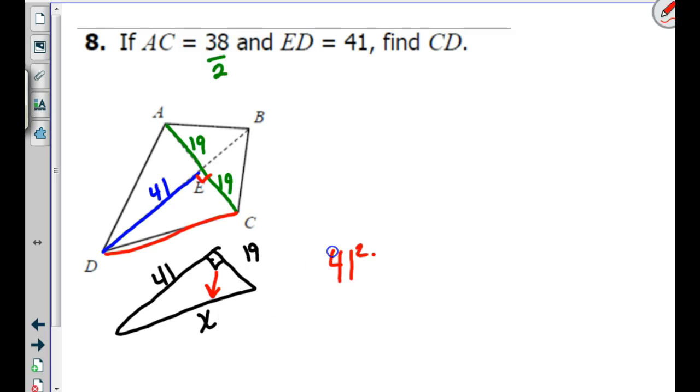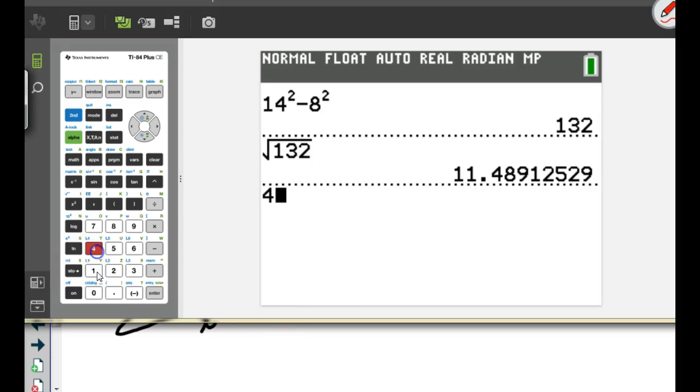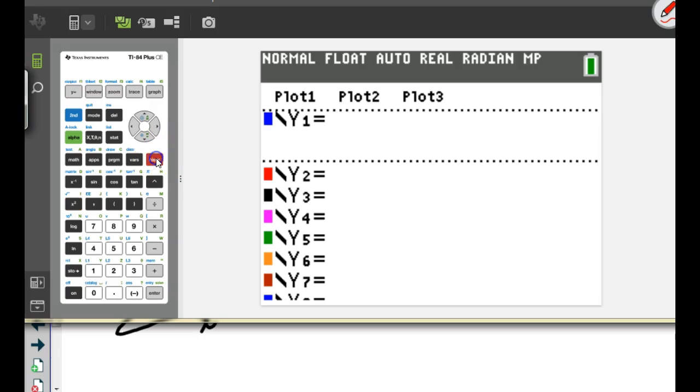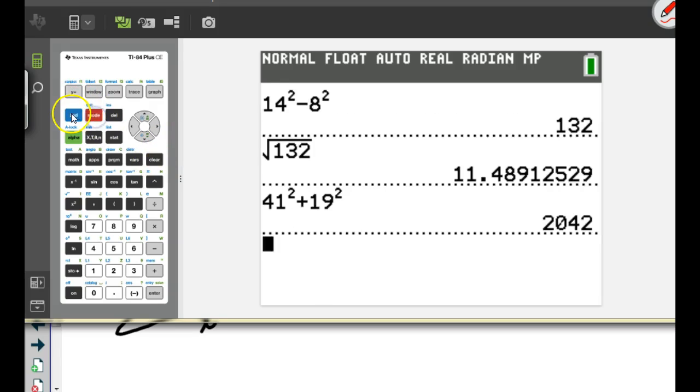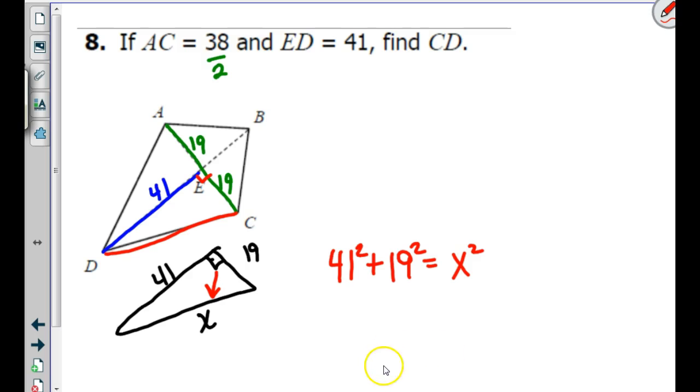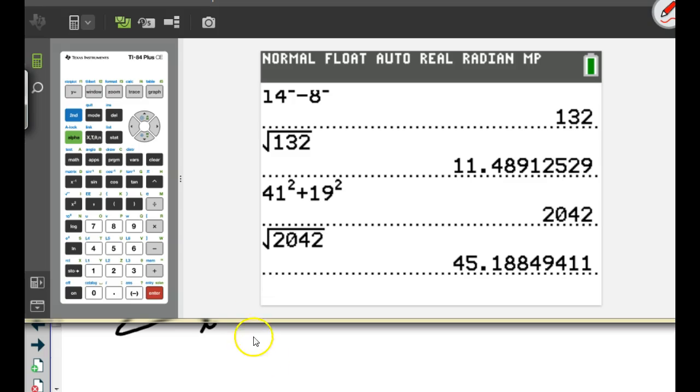So we have leg squared plus leg squared equals hypotenuse squared. This time we can just type all that in at once. So we're going to do 41 squared plus 19 squared. I hope I remembered that number right. And then we're going to square root. Whoa, I always push the wrong button. Square root that previous number at 45.2. Did I do the right numbers? 41 and 19? Yes, I did.